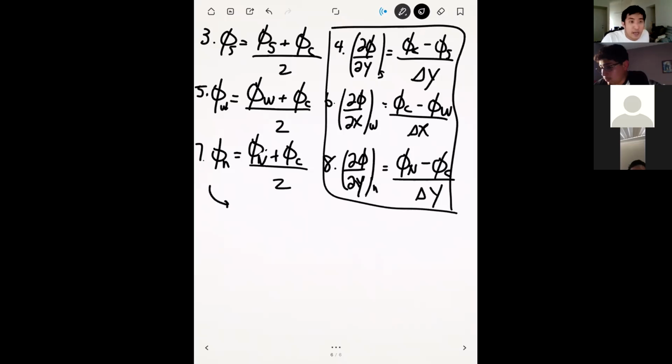Now that we have these, we can plug them into all the integrals. Then we'll get new expressions for the integrals that are in terms of the cell-centered values, which is what we want, because that's ultimately what we need to solve for using the finite volume method. So let me go ahead and plug these in.